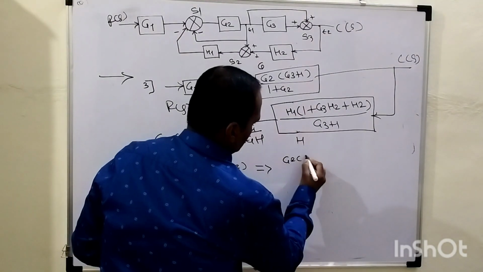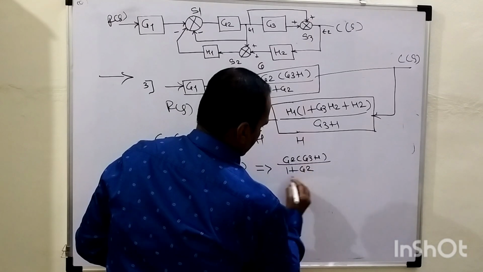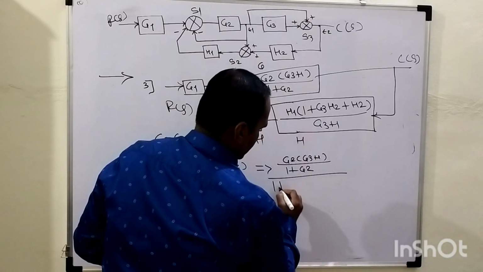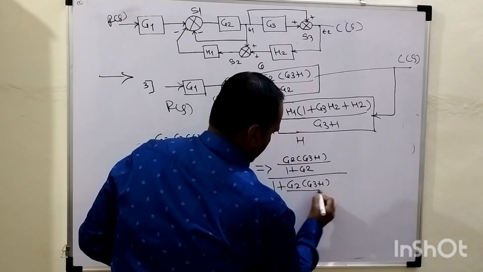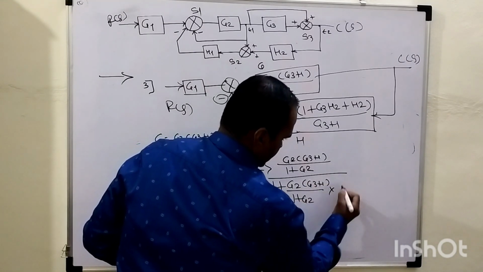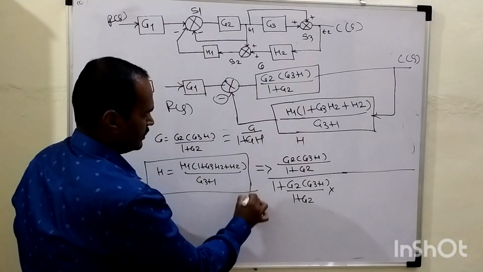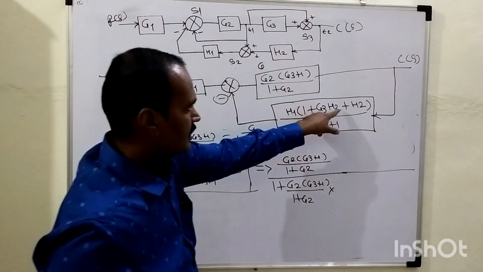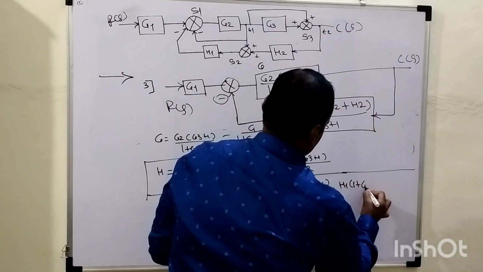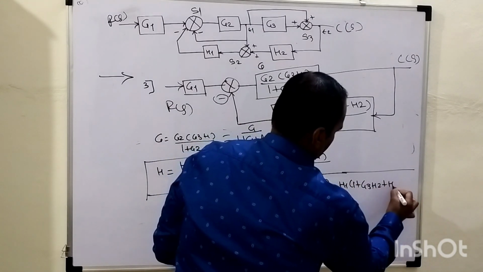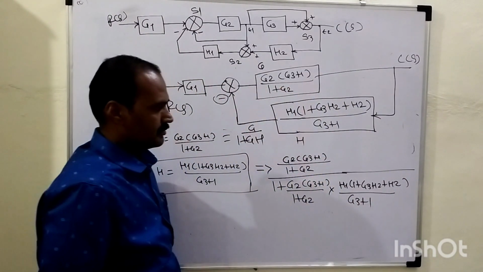Here I will write G2 into G3 plus 1. Its denominator is nothing but 1 over G2. This whole thing is divided by 1 plus, one more time, G, meaning G2 into G3 plus 1, divided by 1 plus G2 into H. Here H is nothing but this whole term: H1 into 1 plus G3 H2 plus H2, divided by its denominator, which is G3 plus 1, right?